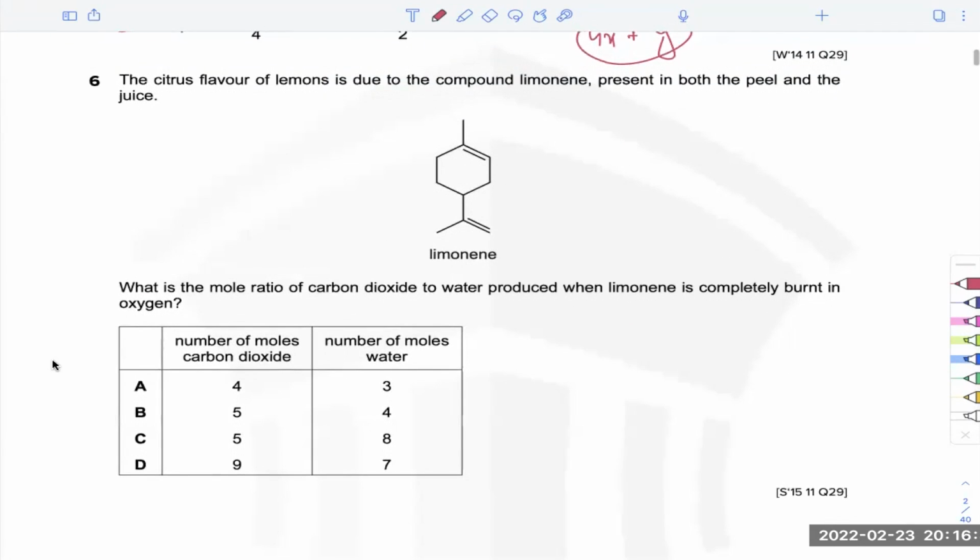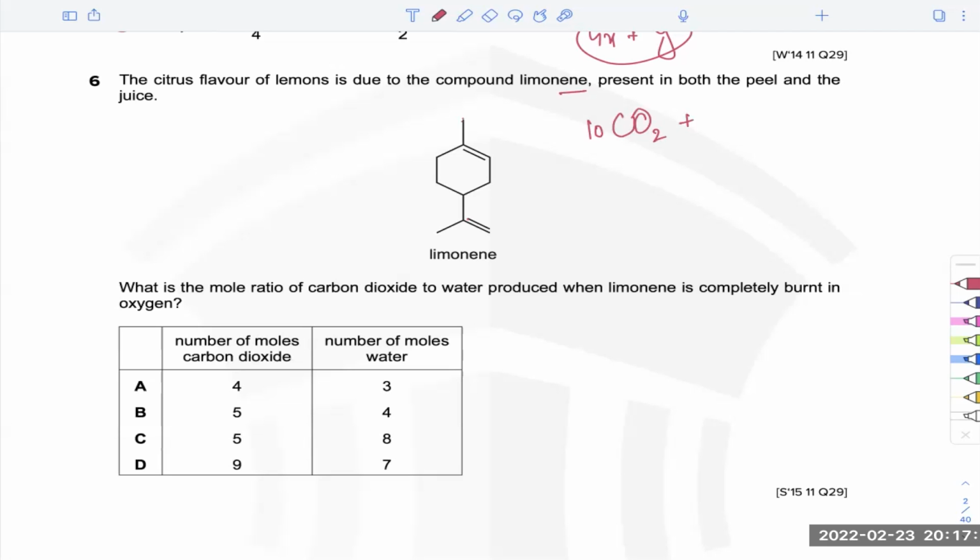The citrus flavor of lemons is due to the compound limonene. This is in the ene family because of double bonds, as you can see. What is the mole ratio of carbon dioxide to water produced when limonene is completely burnt in oxygen? Okay, just figure out how many carbons and all that you have. Completely burned. So I have 1, 2. So this is 1, 2, 3. This is 6, and then 7, 8, 9, 10. 10 carbon dioxide.